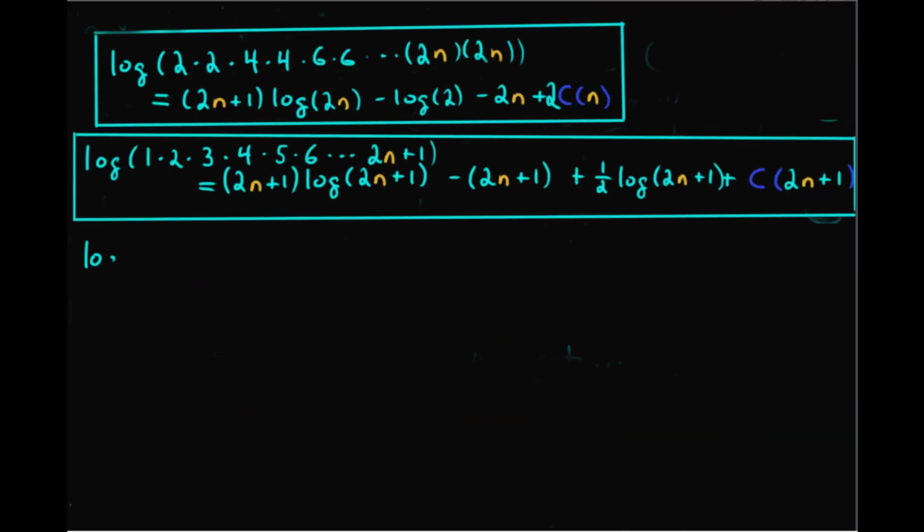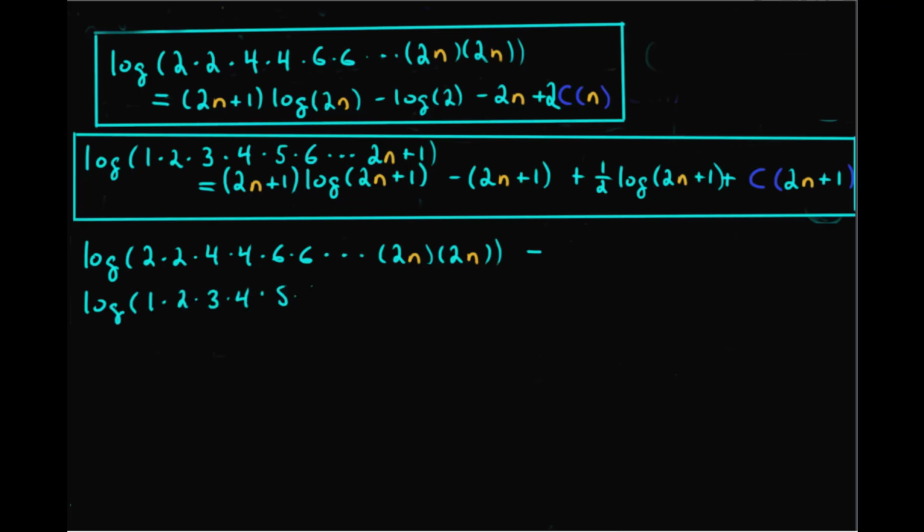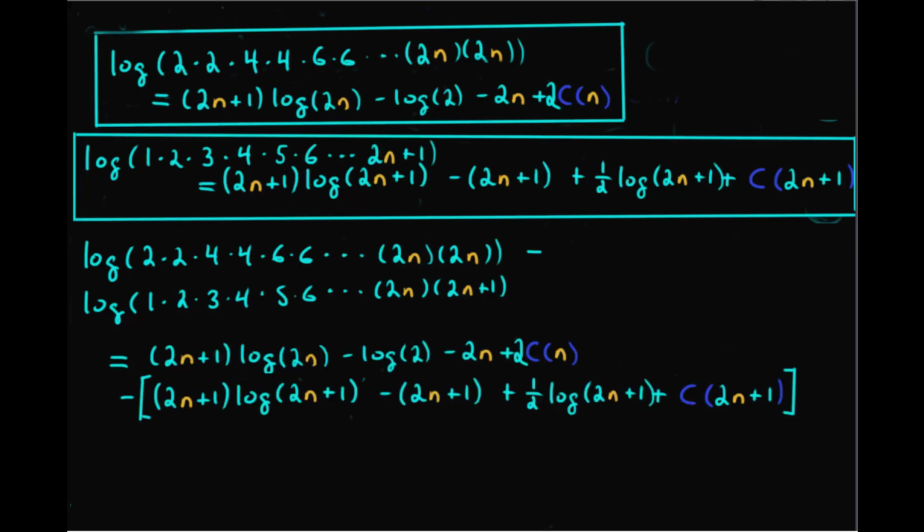And so now what we're going to do is subtract the second identity, the second equation, from the first identity, the first equation, and take the limit as n approaches infinity to determine c of n. So on the left-hand side, we're going to have the log of 2 times 2 times 4 times 4 times 6 times 6 times ... all the way up to 2n times 2n, minus the log of 1 times 2 times 3 times 4 times 5 times 6, all the way up to 2n plus 1. And then on the right-hand side, we're going to have all that stuff in the first equation minus all that stuff in the second equation.